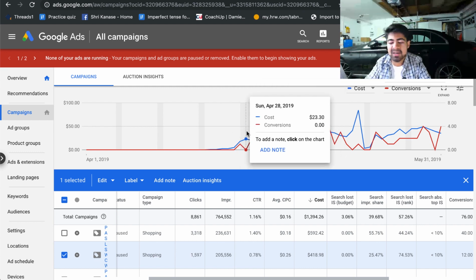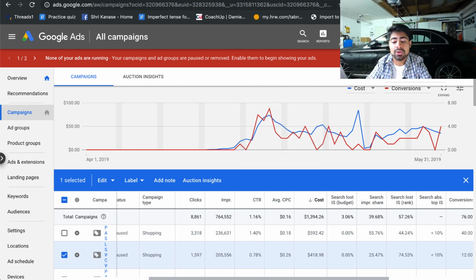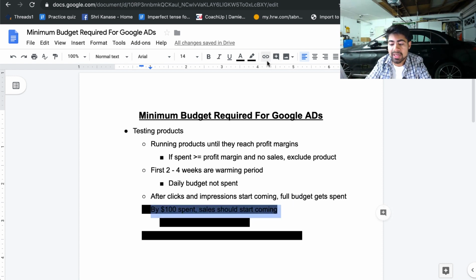But by this time, I had spent a little bit over $100. And that brings me to my next point. If by $100 spent you are not getting any sales, that is a problem. There's probably a problem with the products that you're importing, or there's a problem on your website and you need to focus on increasing your conversion rates.